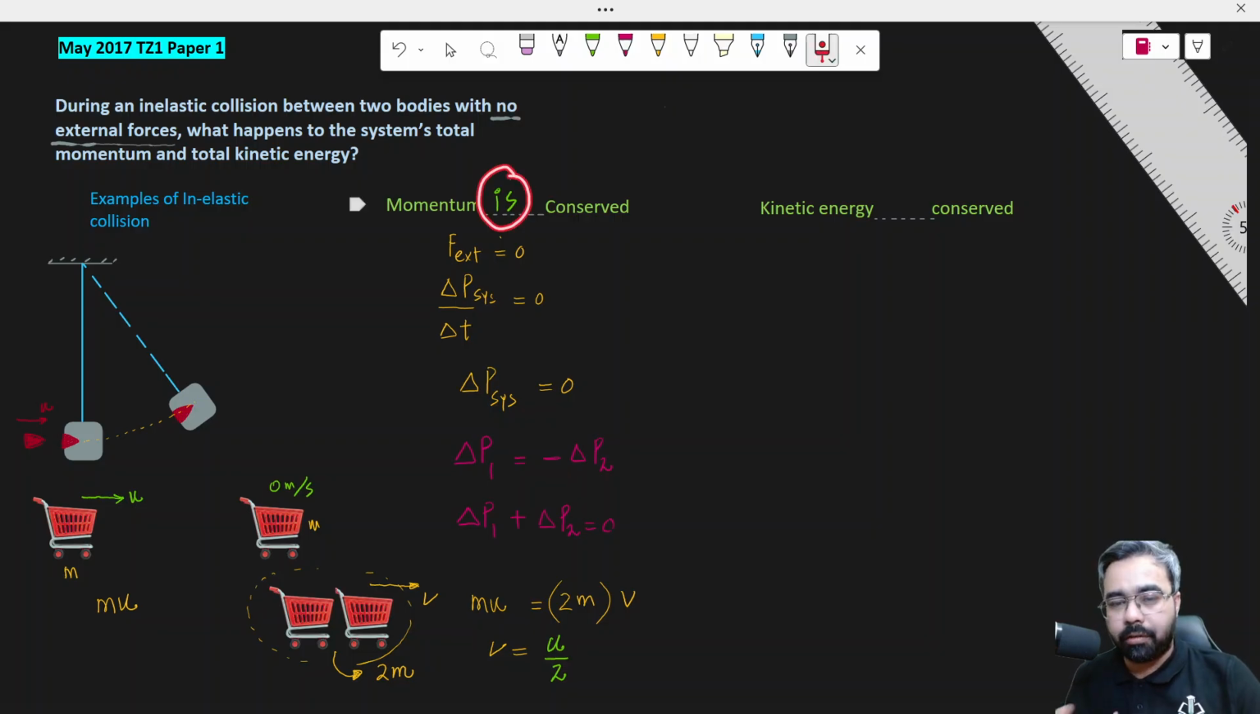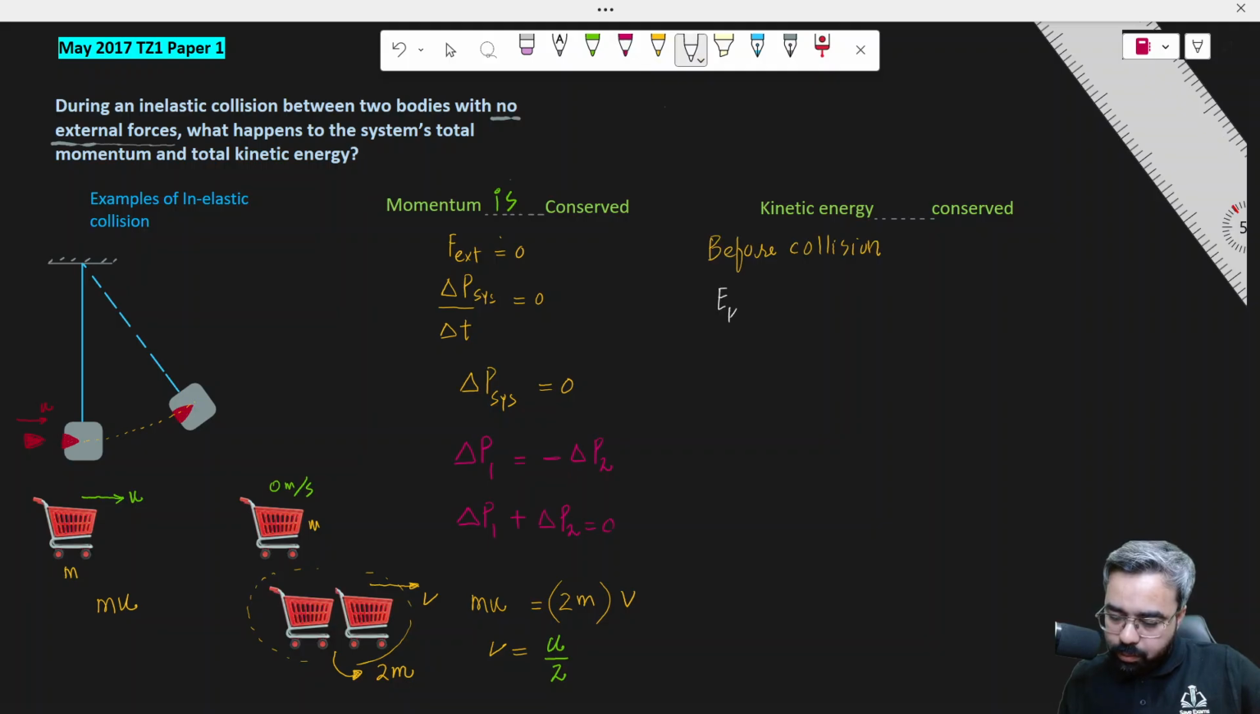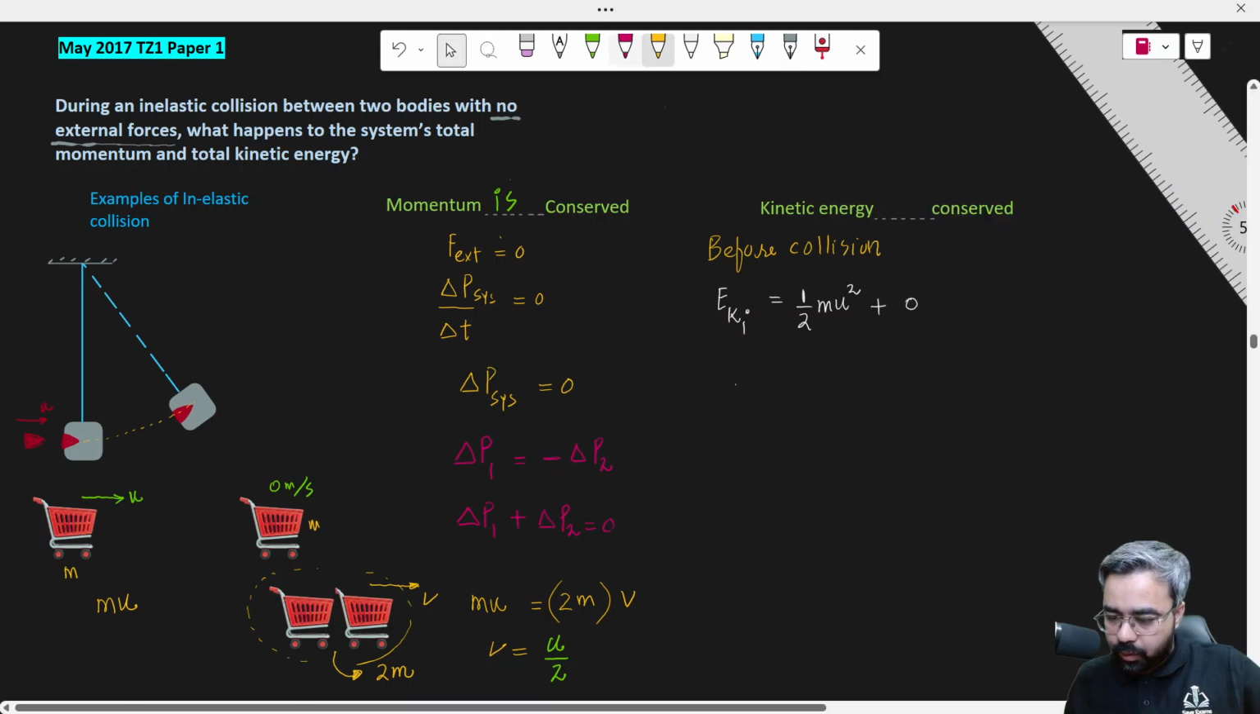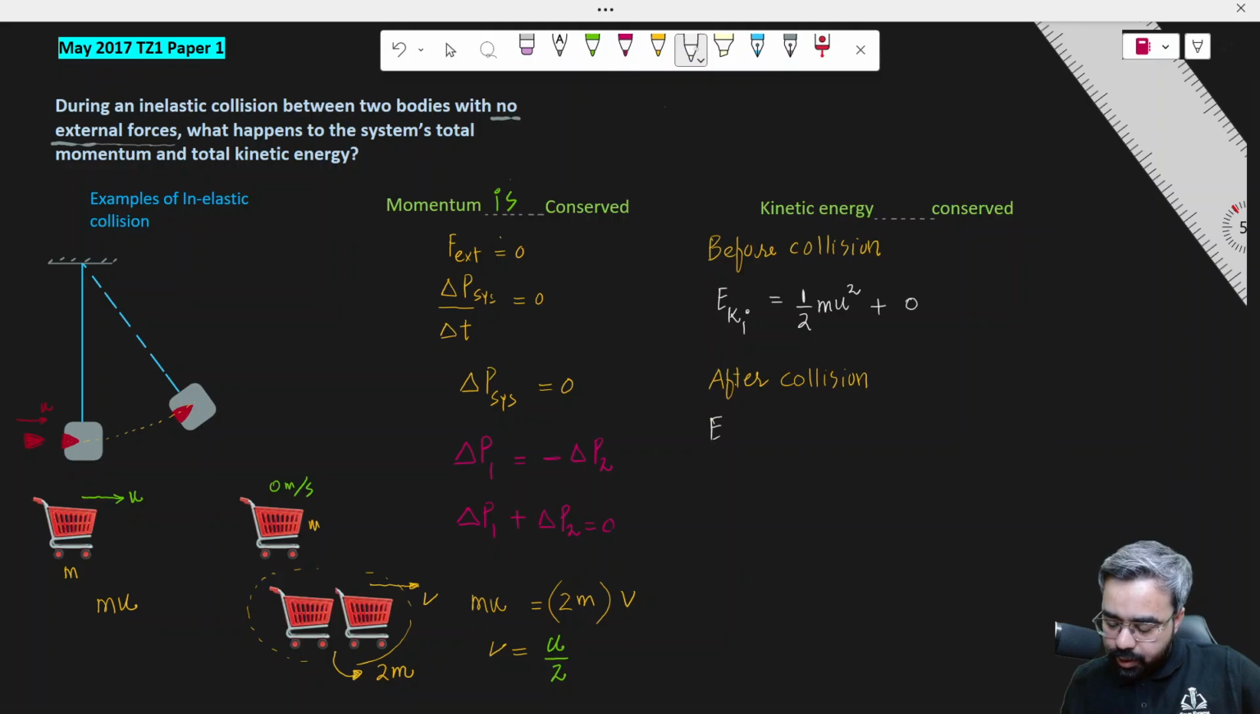Now let's quickly derive the result: is the kinetic energy conserved or not? What is the total kinetic energy before collision? Only cart 1 was moving, so the initial kinetic energy is just due to this cart, whereas the other cart was at rest, so it has no kinetic energy. And what about after the collision? If the kinetic energy is conserved, then the after-collision kinetic energy should be equal to this one, but you will see it is not.